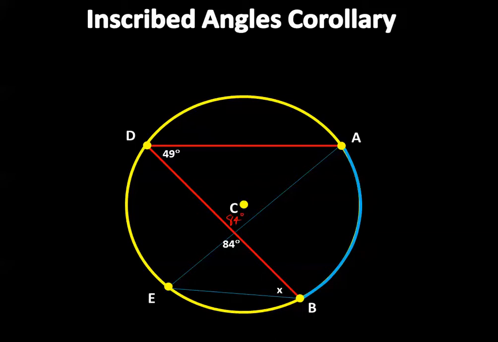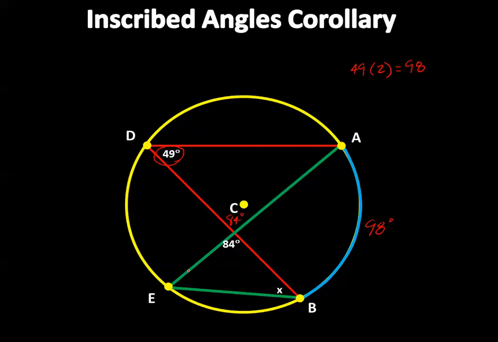Okay, so you see that angle ADB is intercepting arc AB. Then you can see that AEB is intercepting arc AB. All right, so they're intercepting the same arc. Well, look right here. We know that this inscribed angle right here is 49 degrees. I also know that if I multiply that by 2, I'm going to find out the measure of arc AB. So 49 times 2 is going to give me 98. So I know the measure of arc AB is 98 degrees.